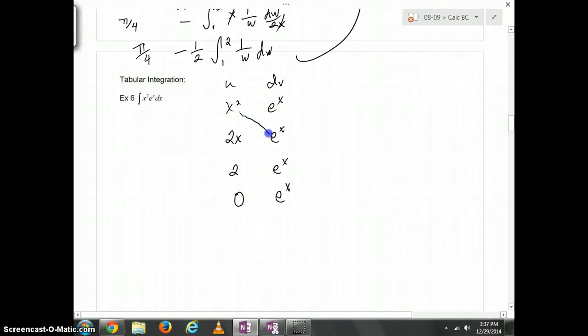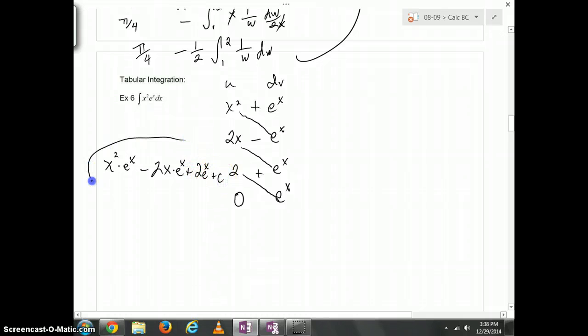And we're going to draw these little diagonals here. And here's what you need to remember. It's going to alternate between plus, minus, back to plus again. And what we'll see then is we would have on this diagonal x squared e to the x minus 2x e to the x. Finally, plus 2 e to the x plus a constant.